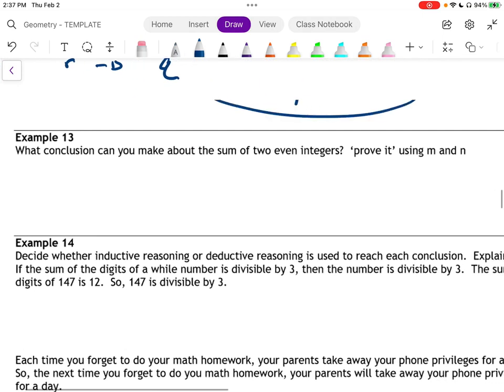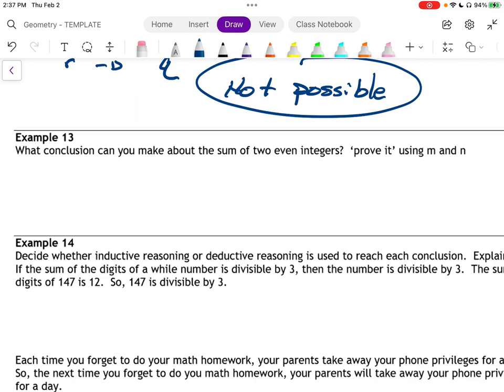All right. What conclusions can you make about the sum of two even integers? And then it says to prove it, and I've got those little air quotes there because this is going to be kind of a simple proof for us. Well, what happens to the sum of two even numbers? Well, it's going to be even.